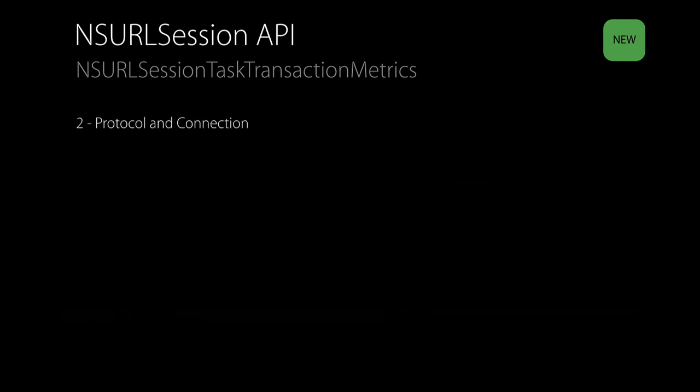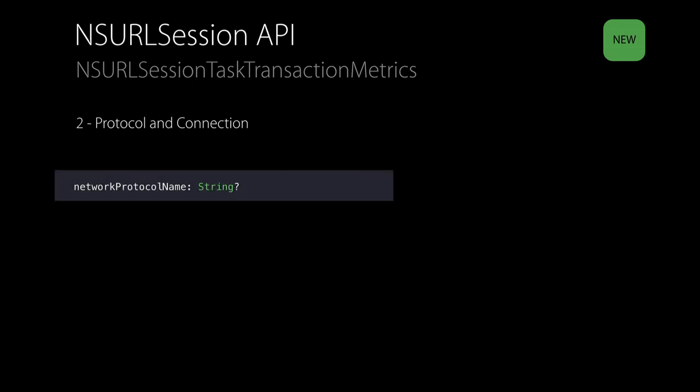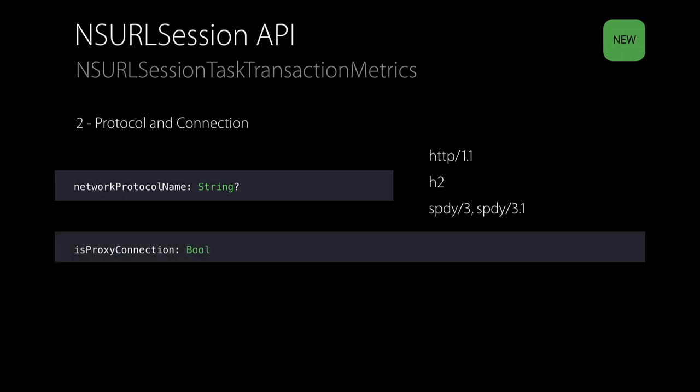The second category of statistics has to do with protocol and connection. The property networkProtocolName tells you what type of protocol was used during the time at which statistics were collected. And here's a possible list of names you might see here: HTTP 1.1, HTTP 2, or SPDY. Now, this list can and will change over time. Another property you'll have is proxyConnection. This tells you whether the transaction had a proxy connection involved during the time statistics were gathered.